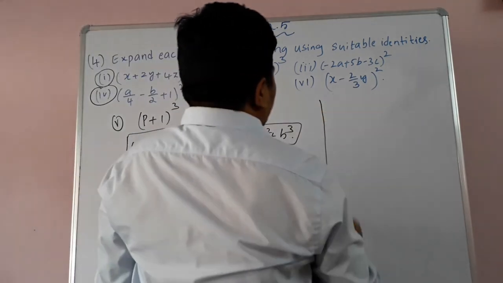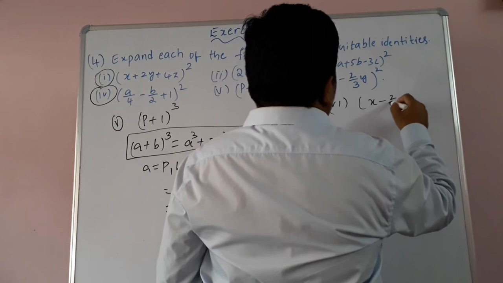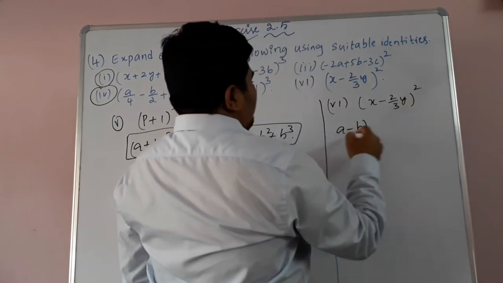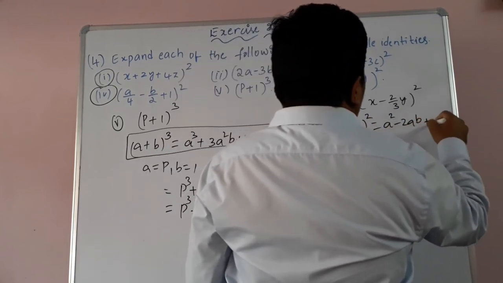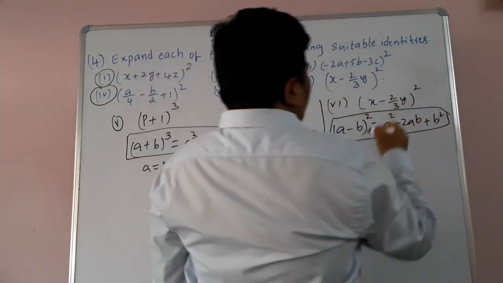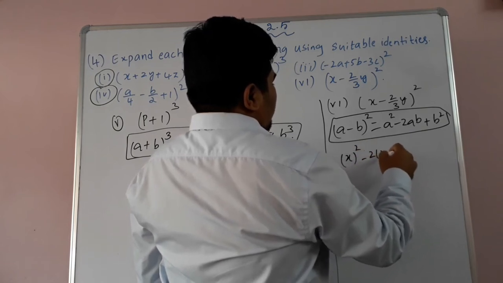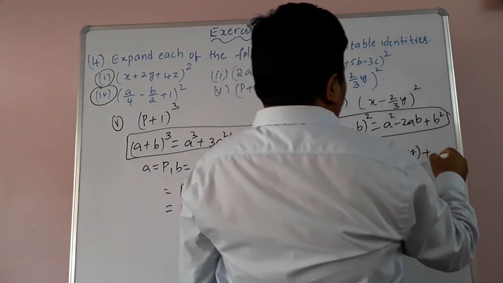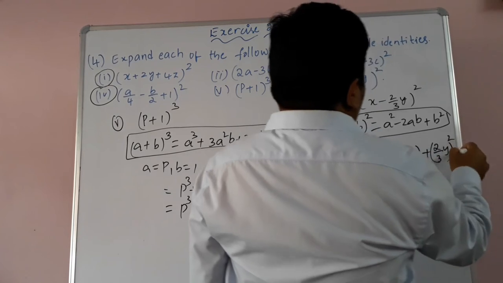Now let's see the last problem. Sixth problem, children. What is the sixth problem? X minus 2 by 3 y whole square. It's in the form of a minus b whole square, which is equal to a square minus 2ab plus b square. A square minus 2ab plus b square, this formula we will use, where a is equal to x. So x square minus 2ab, 2 into x into 2 by 3y, plus b square, means 2 by 3y whole square. 2 by 3y whole square.